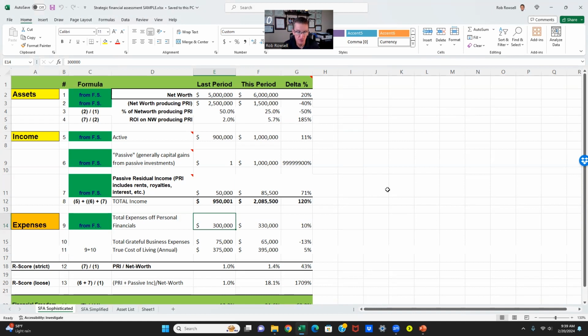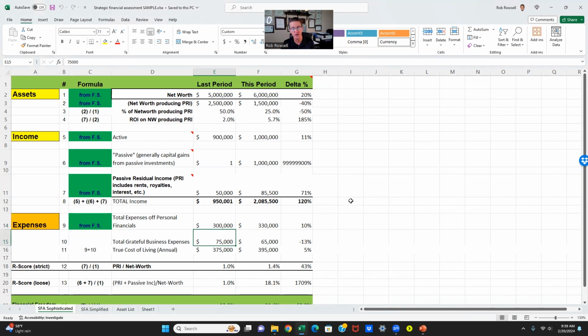And then automatically down here on the bottom, we are figuring our expenses. This person lives on $300,000 per year. How do they know that? Because they sat down, and the personal financial statement is the easiest way to track all your expenses. Go through credit card statements and bank statements and figure out what your exact cost to live is.